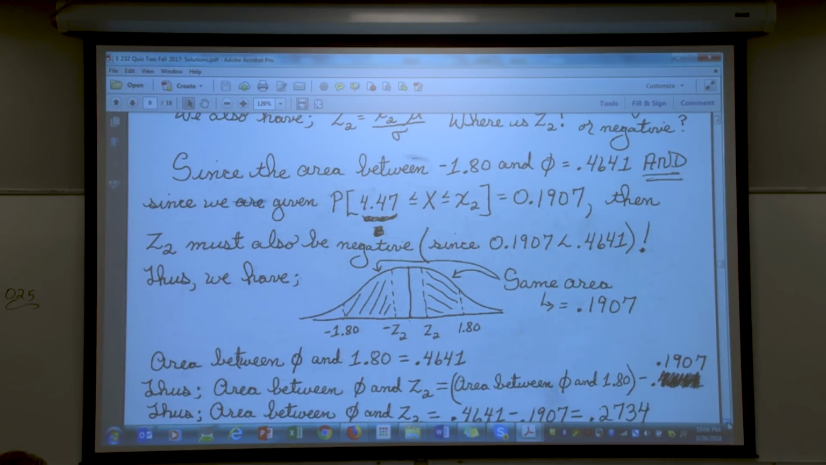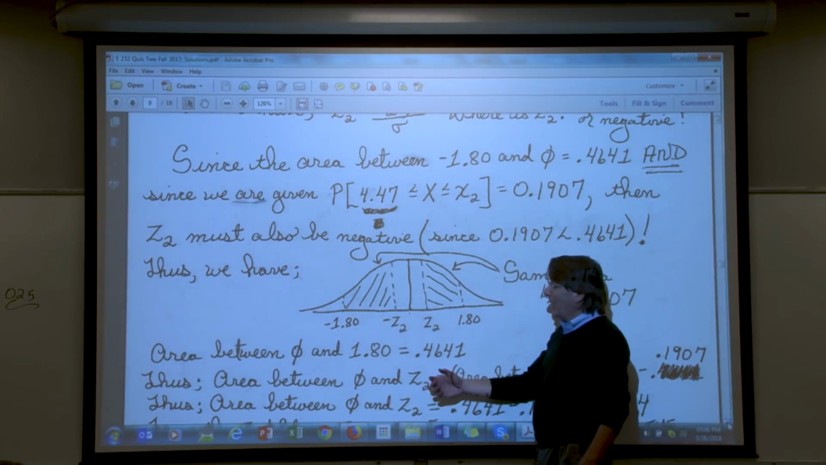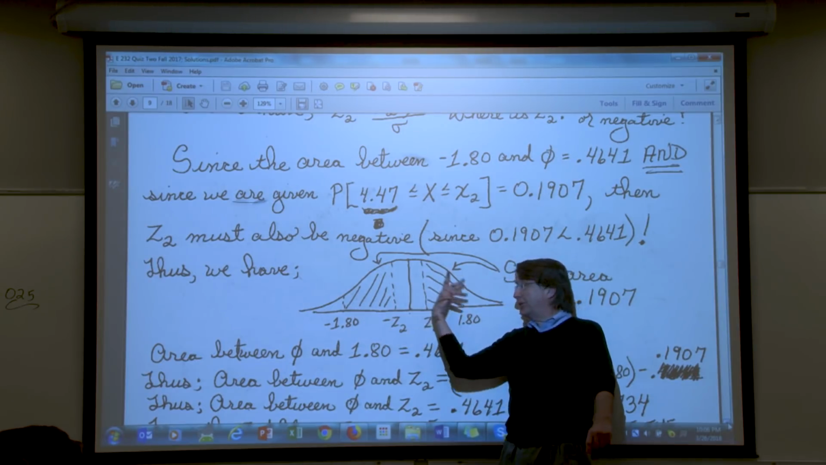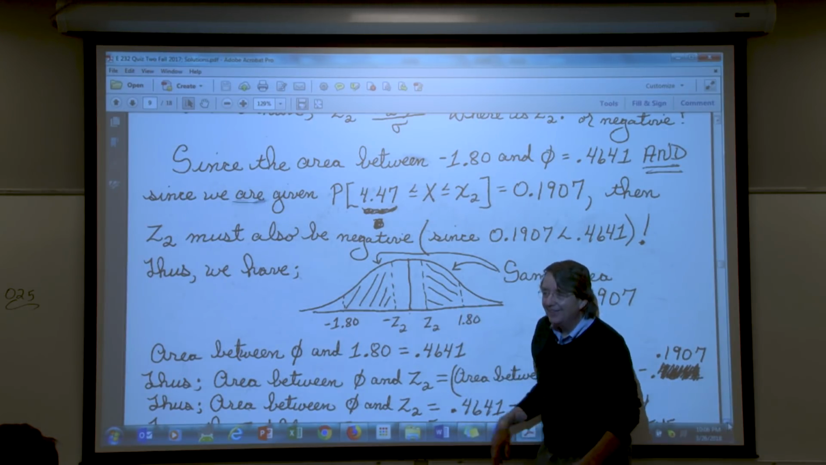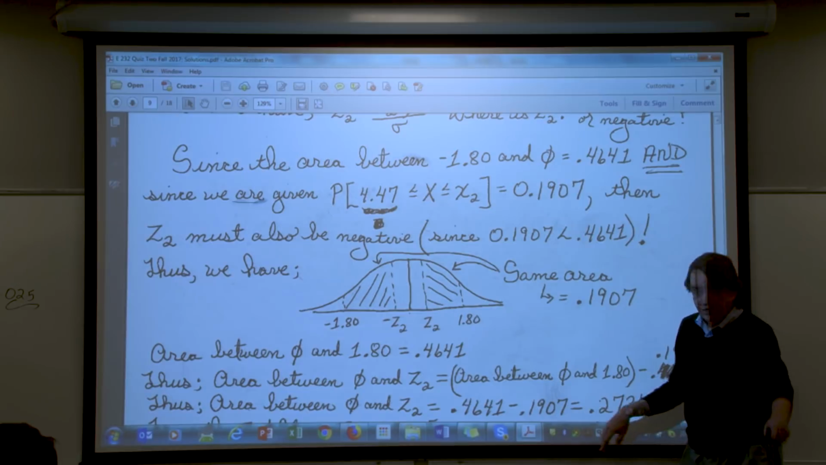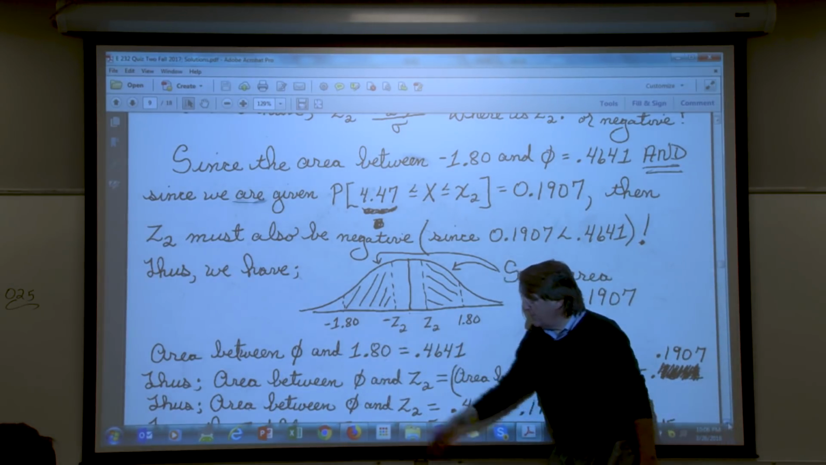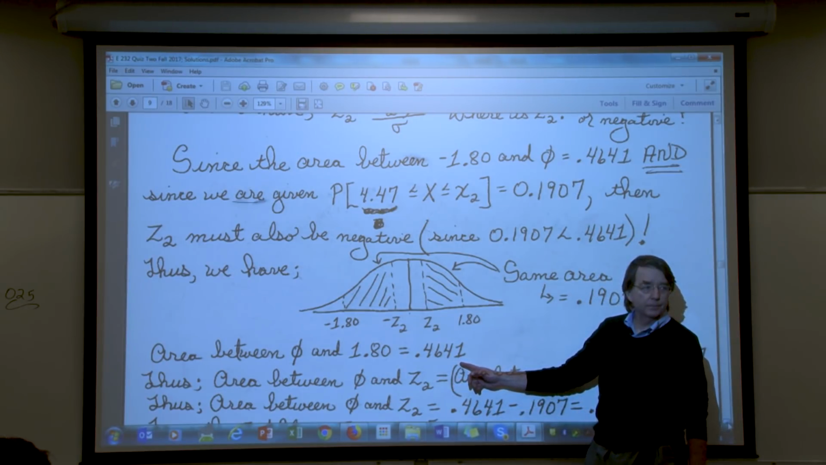So, z must also be negative. Thus, we have minus 1.8 up to minus z2. And this equals, by symmetry, z2 to 1.80. Now I got it. So, once again, the 0 with the stroke through it. The area between 0 and 1.80 is 0.4641.